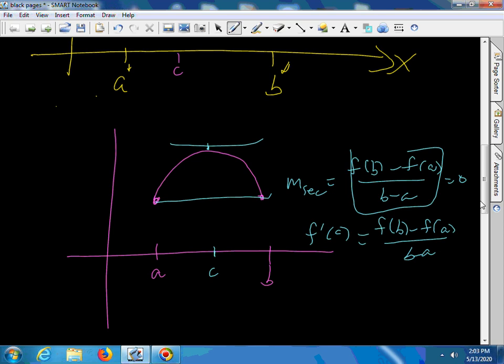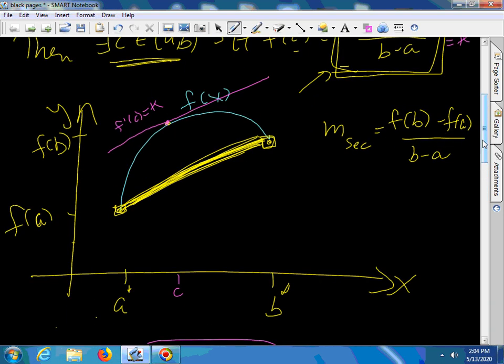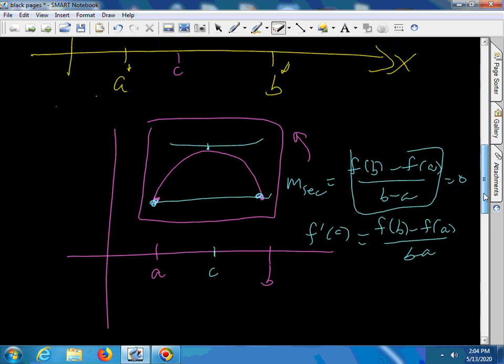The only difference is f of a and f of b don't have to be equal to one another. I wish I had the ability to do what I'm about to say, but if I took this figure right here and rotated it like that, I get this figure right here. There's no difference.